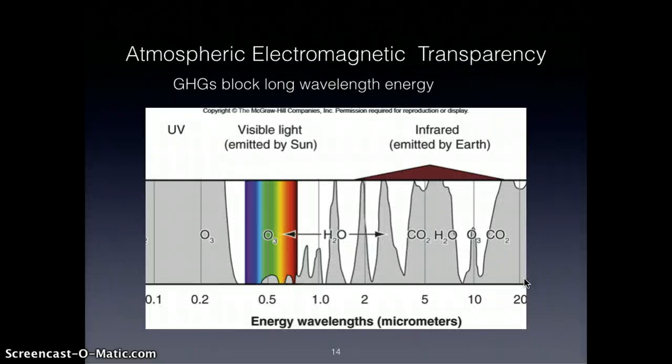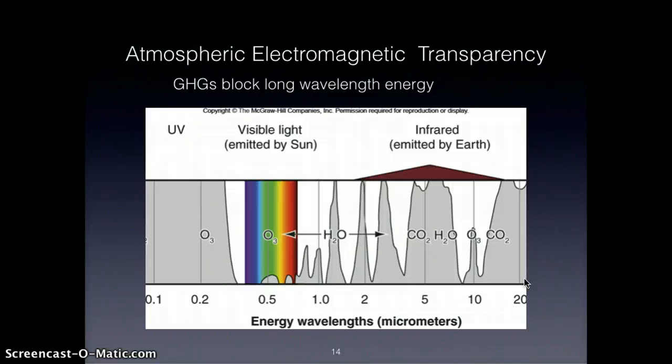This diagram helps explain why visible light passes easily through the atmosphere, but why infrared energy is blocked by greenhouse gases such as water, carbon dioxide, and ozone. This diagram shows atmospheric absorption and scattering at different wavelengths of electromagnetic waves. The largest absorption bands of carbon dioxide are in the infrared.